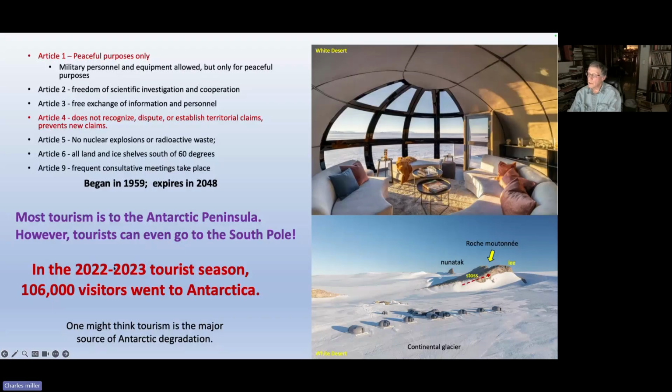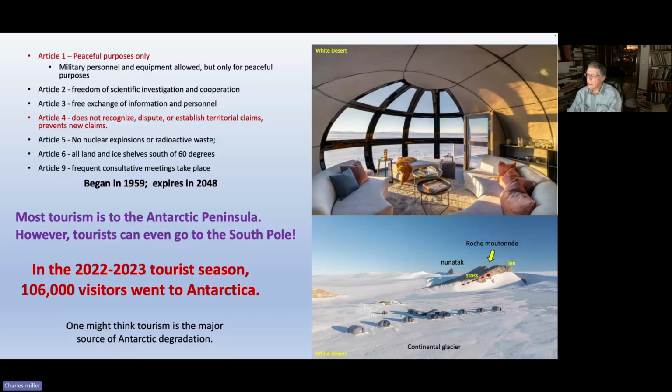Now over here, and you can read this on your own, but you can see the number of visitors that went to Antarctica in that season, and some people would quickly jump on the bandwagon and say any degradation that's taken place in Antarctica is due to the tourist season. We should ban that. And I disagree.